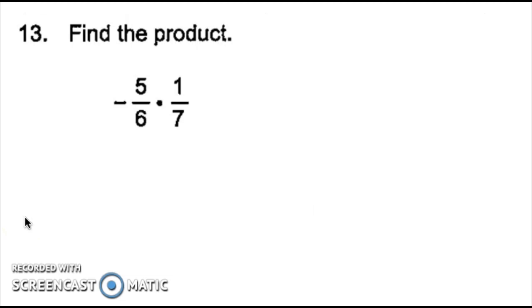Number 13 is asking you to find a product. The product is the result you get when you multiply. When you multiply fractions, you just multiply the numbers across from each other. So we have 5 times 1 is 5, and then 6 times 7 is 42, and bring this negative over with it, so your answer is going to be negative 5 over 42 for number 13.